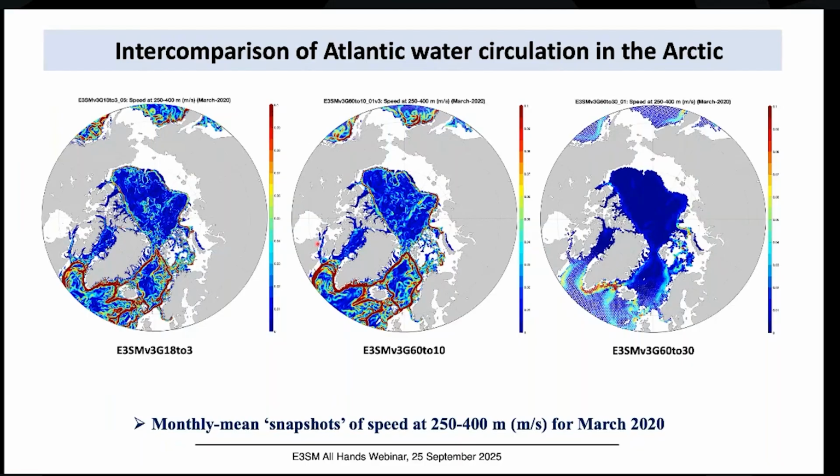The circulation is dramatically improved in the higher northern latitudes, both in the 10 kilometer, especially 3 kilometer resolution compared to the 30 kilometers. So basically a take-home message is that if you care for the Arctic and connections of the Arctic to the global ocean and climate, you need to have resolution at least 10 kilometers or higher.